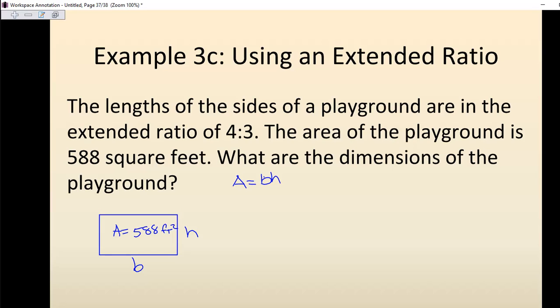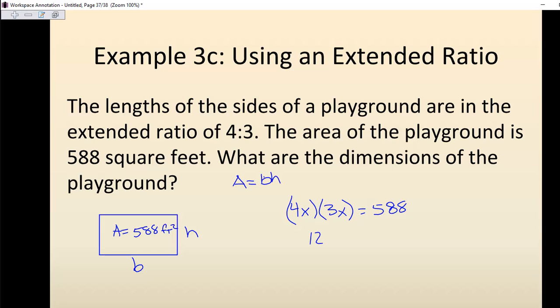So when we set up this equation, we're going to work it the same way, but we're going to do it just like an extended ratio. So we're going to have 4x times 3x is equal to 588. What we're trying to figure out is what can I multiply by 4 and 3 that would, when I take their product, give me 588. So we multiply these two together.